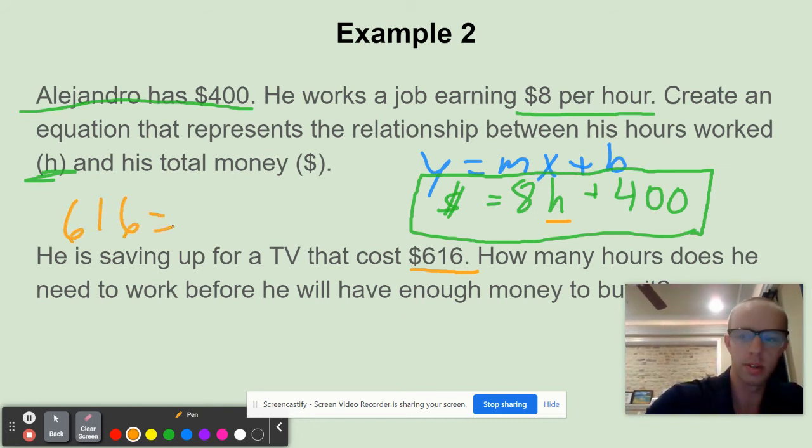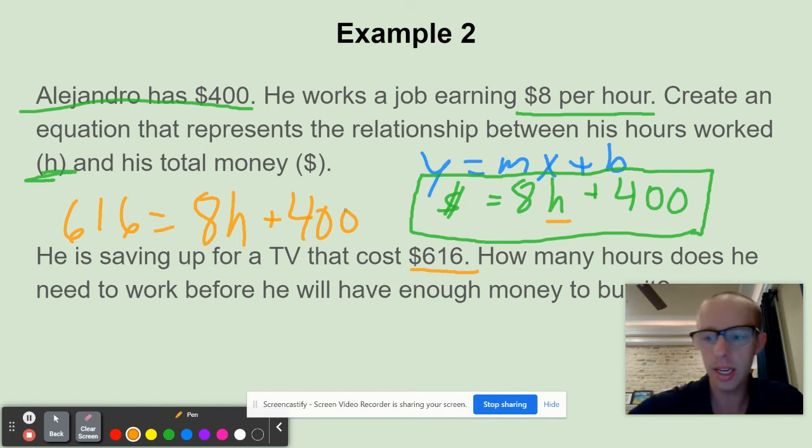616 equals 8h plus 400. It makes sense that h is my variable still. It's an unknown number. I don't know it. The question says how many hours. That's my job to figure out. If we remember that variables are unknown numbers, it keeps us grounded in what we're doing. So now I just have to actually solve this equation to figure out how many hours he needs to work.